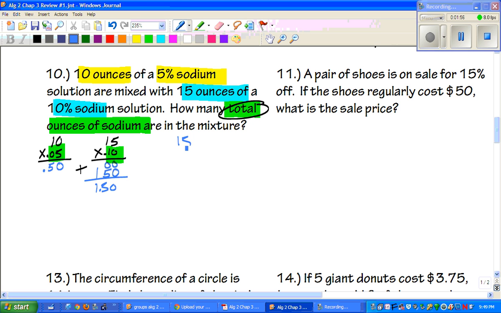To add those two numbers up, it's 150 plus 50, and you get 2.00 or 2 ounces. Okay, just make sure to label.